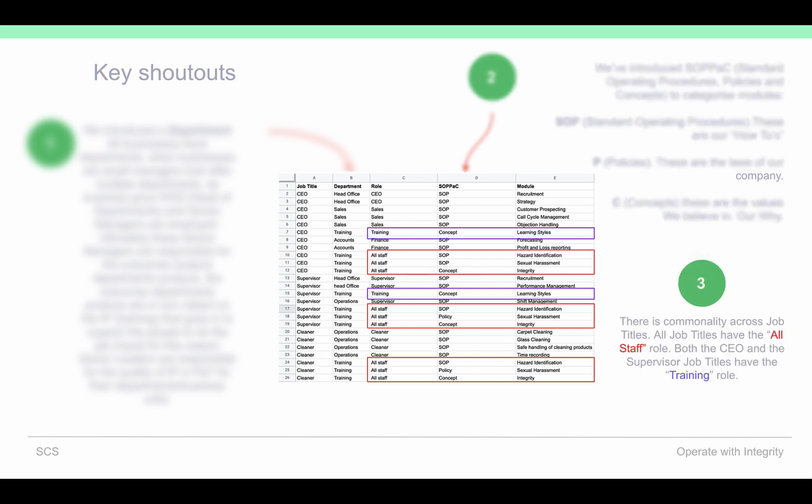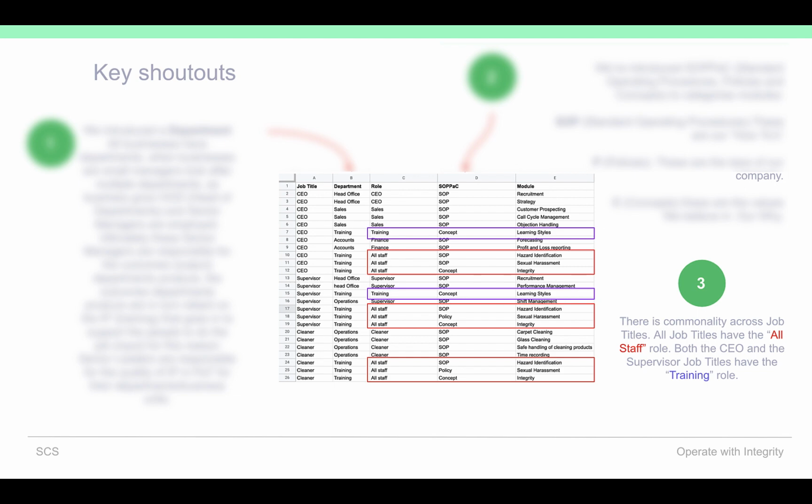The third thing we've introduced at this stage of the presentation is the recognition that there's a concept of commonality across job titles. All job titles have the all staff role, and you can see that we've highlighted that in red. And you can also see there's some other commonality where both the CEO and the supervisor job titles have a training role. And this is important to minimize the administration of the system by creating roles that are interchangeable within job titles.